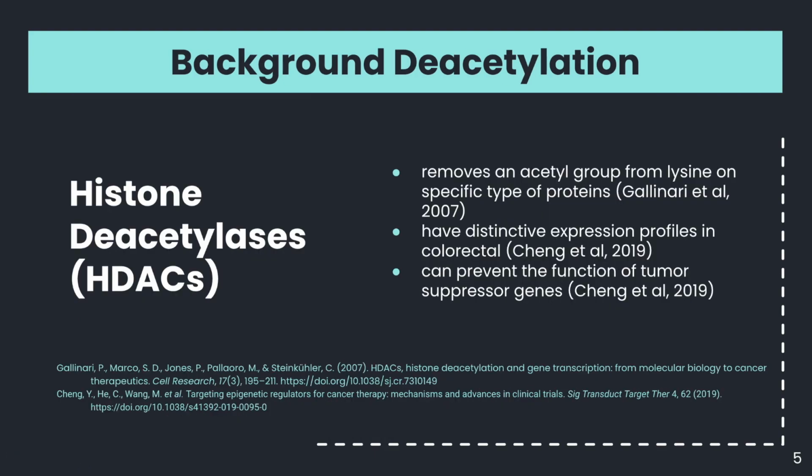The other group of proteins we are focusing on is HDACs, or histone deacetylases. As the name suggests, it removes an acetyl group from the lysine on specific types of proteins. HDACs also make the DNA less accessible to transcription factors, and in colorectal cancer prevents the function of tumor suppressor genes.